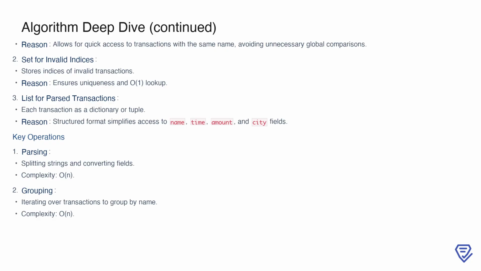Parsing the input strings into structured formats is the first operation, which involves splitting the strings and converting fields to appropriate data types. This has a linear complexity of O(n), where n is the total number of transactions. Grouping the transactions by name is the next operation, which also involves iterating over all transactions and inserting them into a dictionary. This step is also O(n) in complexity, as we only make a single pass through the data.